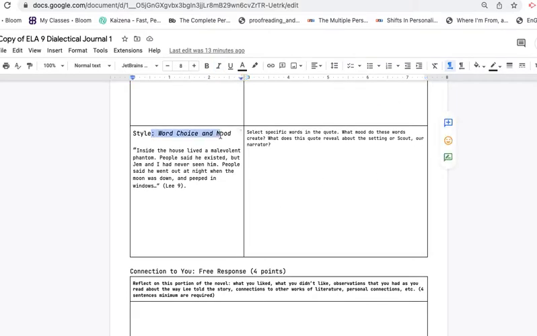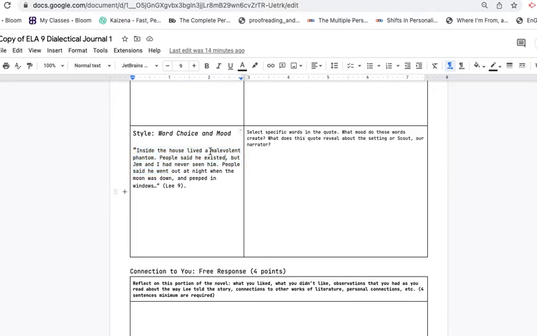Okay, lastly, we're thinking about structure and mood, and how Lee is creating a mood in her writing. So we're going to look at this quote. Inside the house lived a malevolent phantom. People said he existed, but Jim and I had never seen him. People said he went out at night when the moon was down and peeped in windows. Okay, what are specific words in this quote that create a mood?